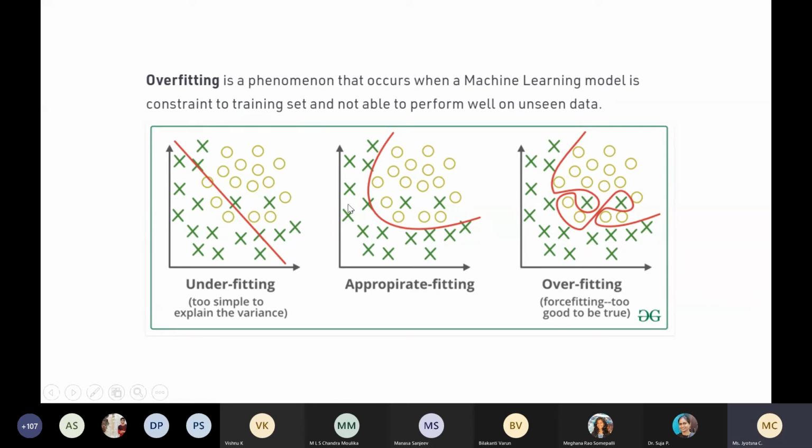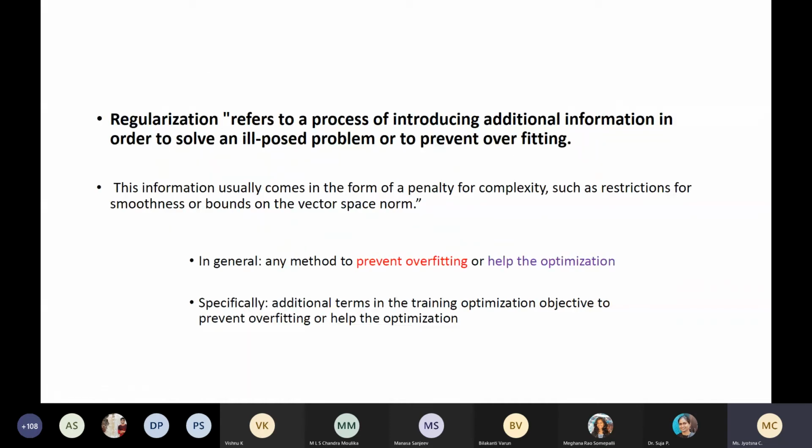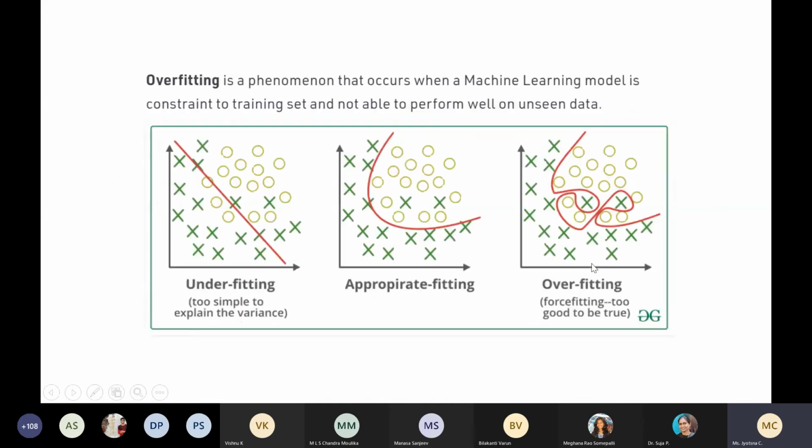The other one, you can see this curve, it is almost an appropriate fitting. Okay, this is the overfitting. You can see that the curve is going to learn every point correctly. Sometimes this may be noise, so it is trying to learn that noise and fit it. That is called overfitting. So what regularization is doing is trying to prevent the overfitting, and it helps the optimization. It tries to introduce a penalty to prevent this overfitting and it helps in optimization. So how will this penalty be given? We will see how the penalty is given.